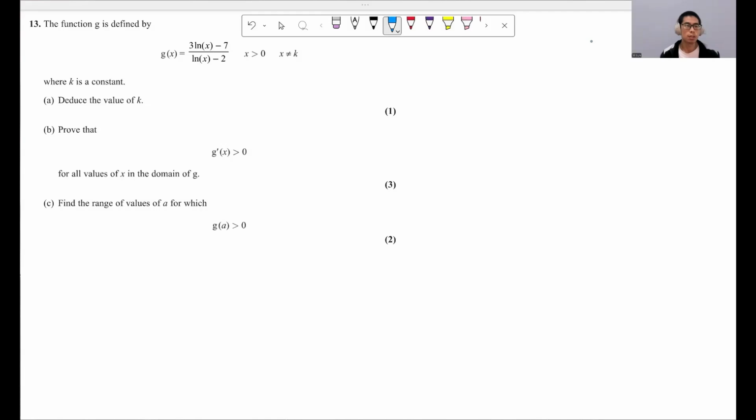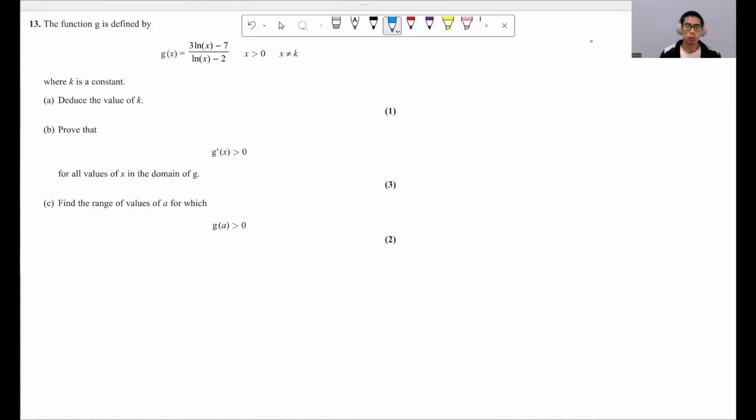Question 13. The function g is defined by g(x) = (3 ln x - 7)/(ln x - 2), where x > 0 and x is not equal to k, where k is a constant. Part A, deduce the value of k.